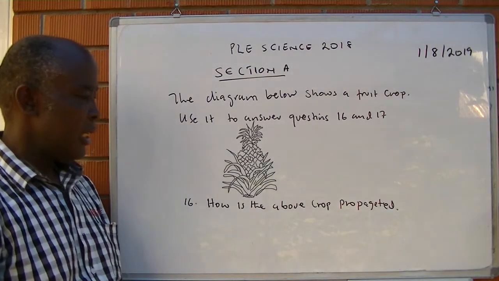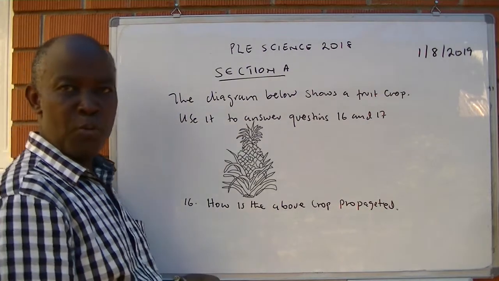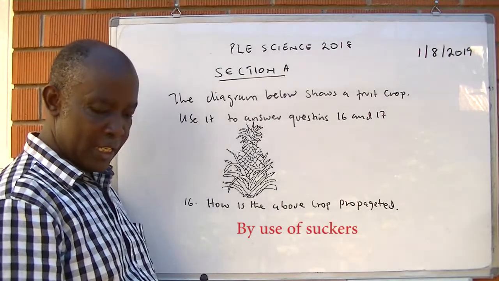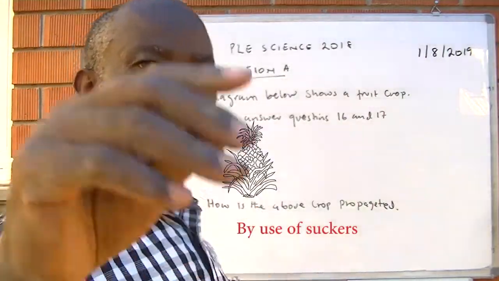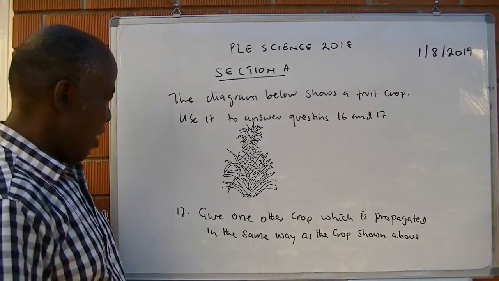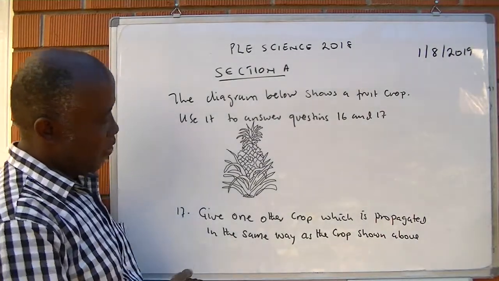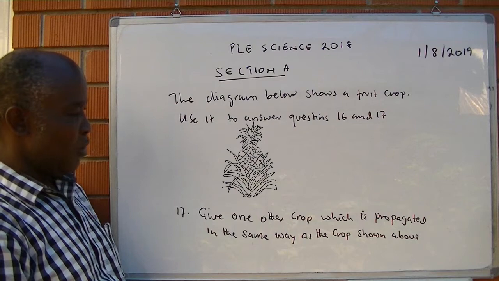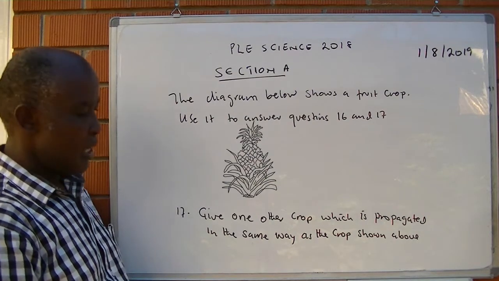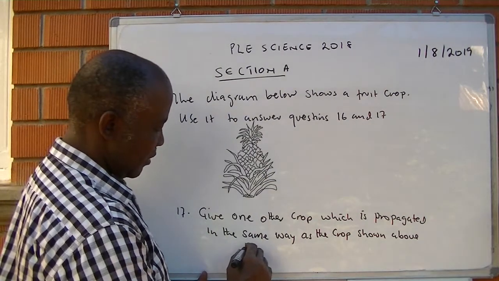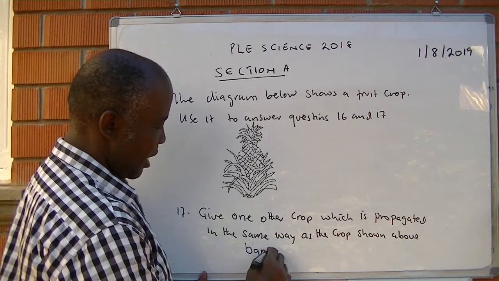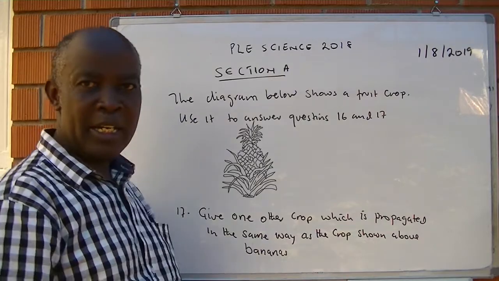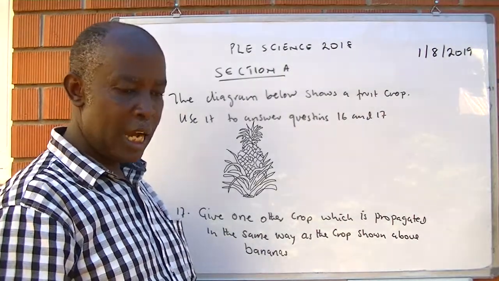Number 16. How is the above crop propagated? By use of suckers. Number 17, give one other crop which is propagated in the same way as the crop shown above. That is bananas. Bananas are propagated by use of suckers.